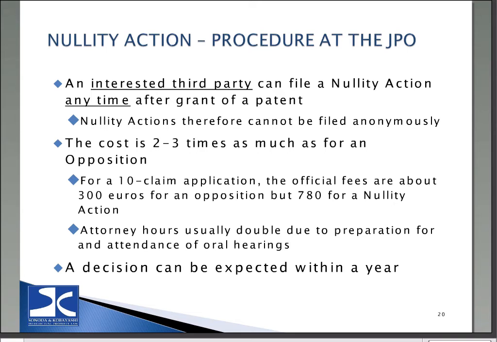And about the attorneyship, usually you do not use an attorney at law for this. And the patent attorneys can handle it, and in most cases, patent attorneys handle nullity actions.